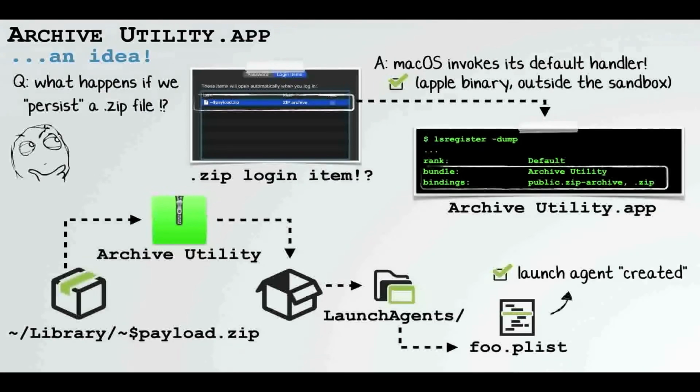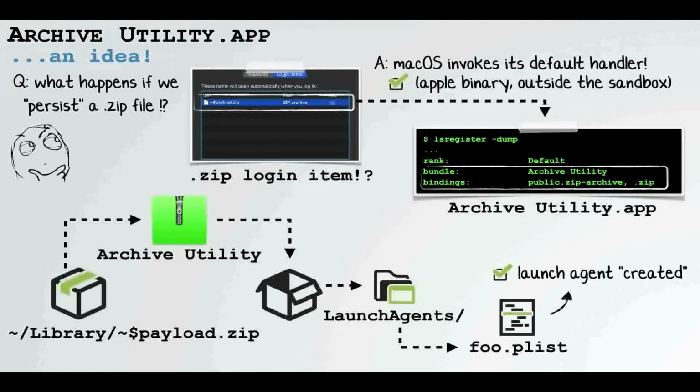Well, it turns out on login, the file's default handler will be invoked, which for a zip file, macOS will automatically execute Apple's Archive Utility to unzip the file. It basically says, okay, this is not an executable, so I'm going to invoke the handler. And in this case, it's the Archive Utility because we persisted a zip file, which will extract that.